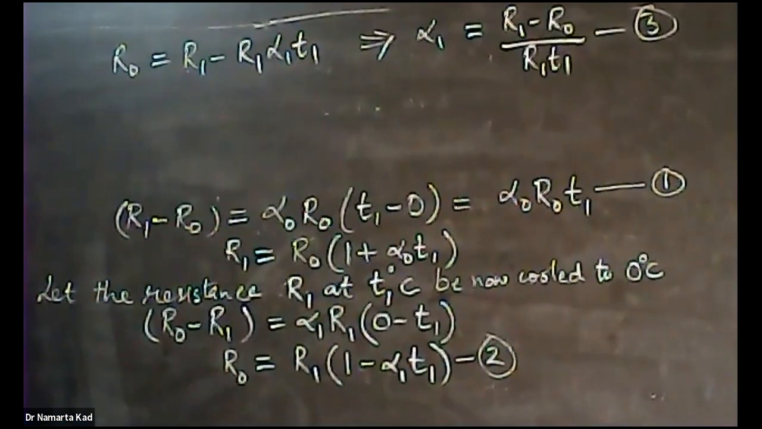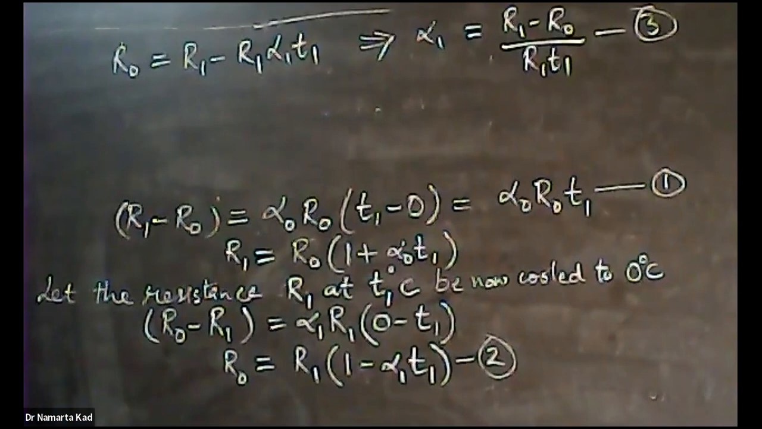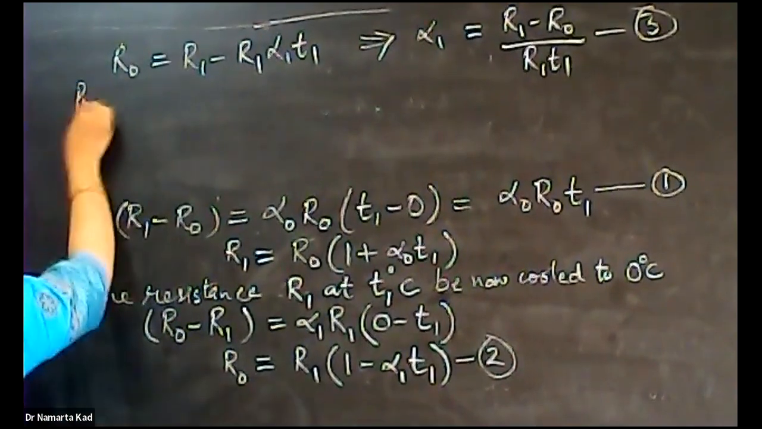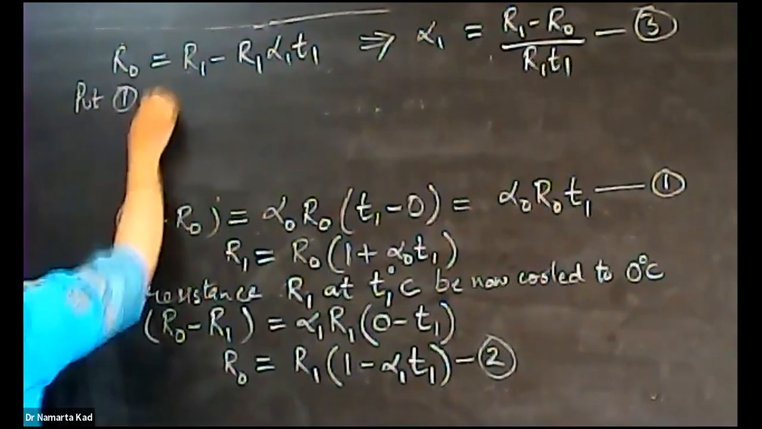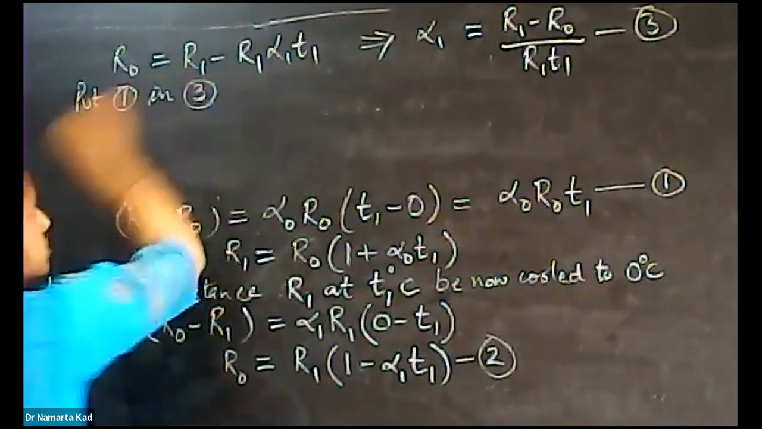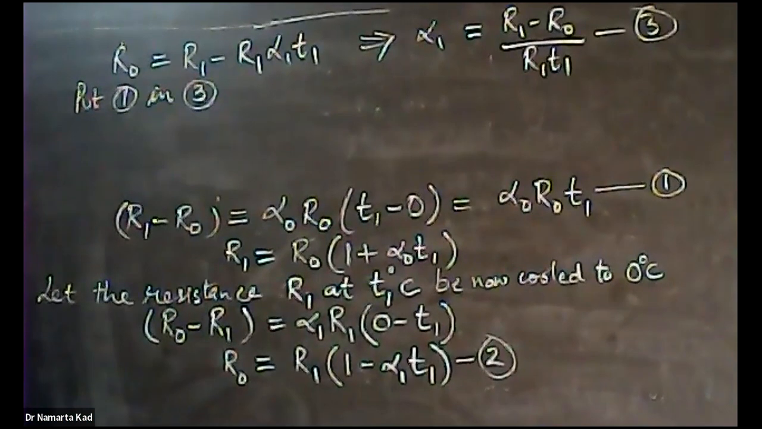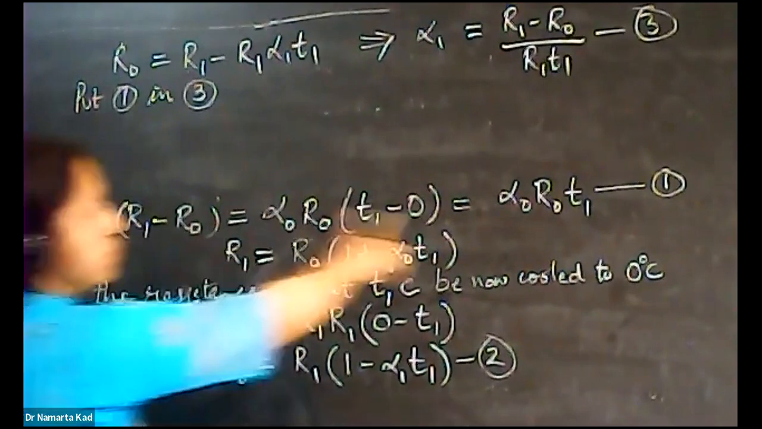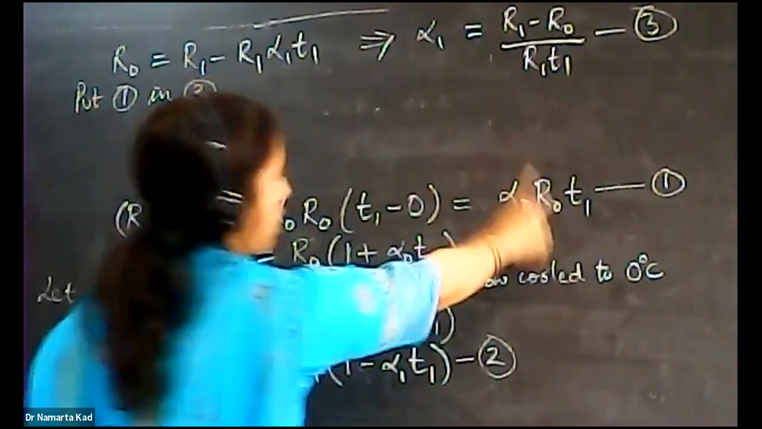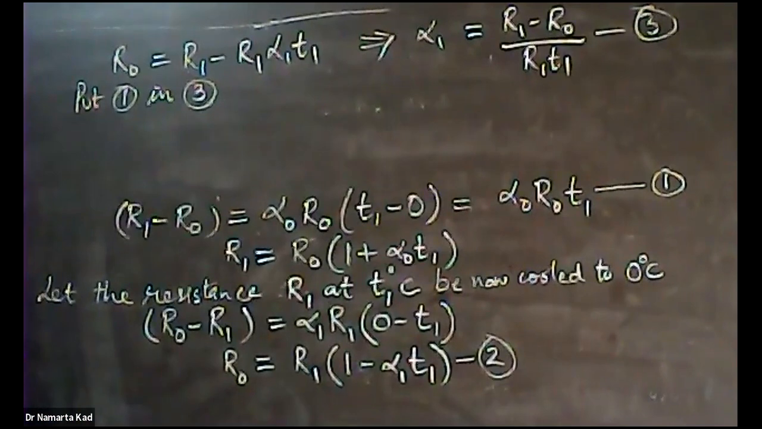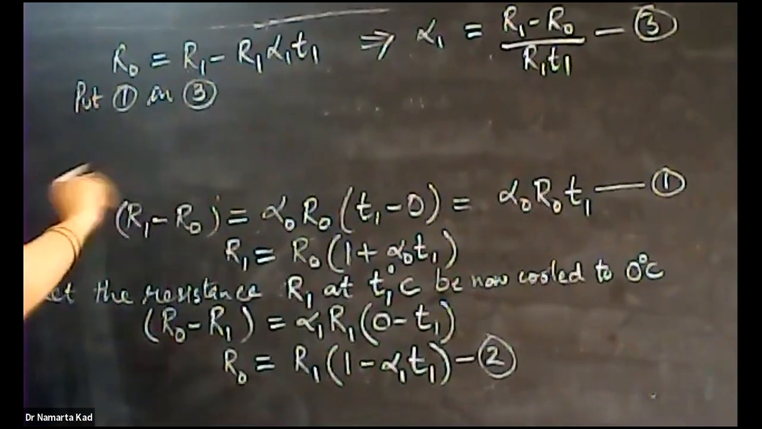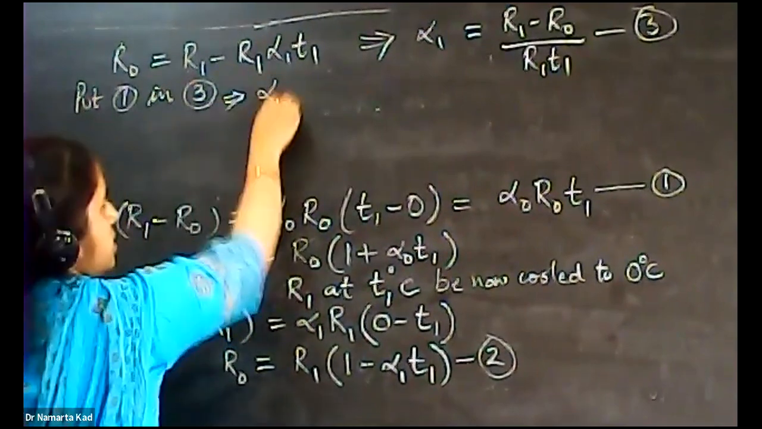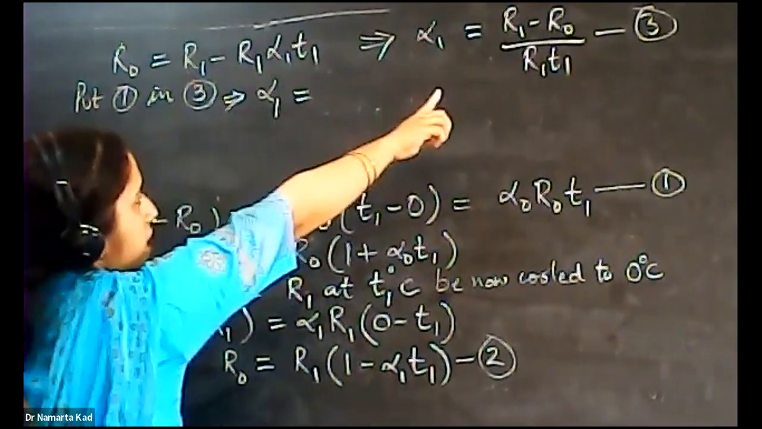Okay, now in the next step, put 1 in 3. In the next step, put 1 in 3. Okay, what is equation number 1? That is R1 minus R naught is equal to alpha naught R naught T1. So you have to put down this in equation number 3. So equation number 3 is alpha 1 is equal to, what is R1 minus R naught?